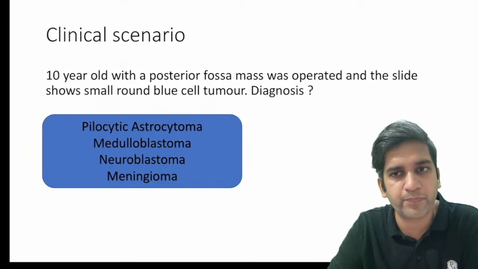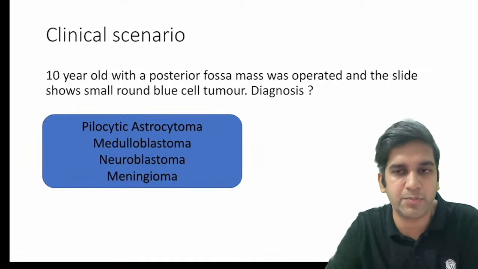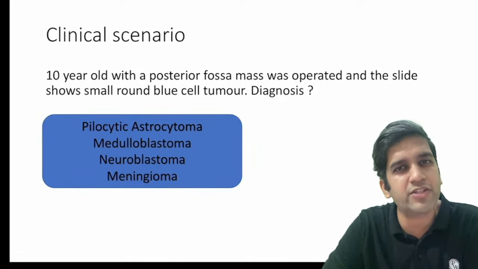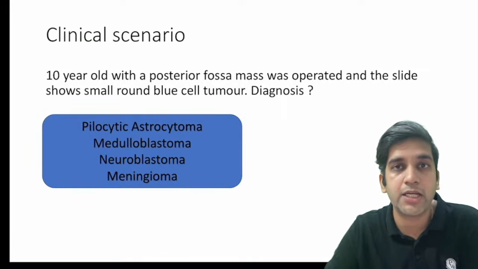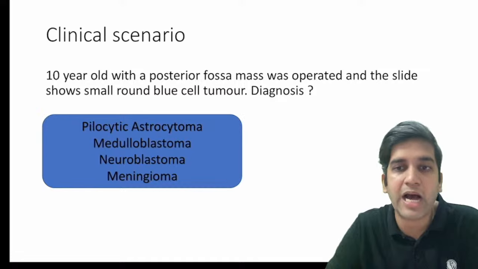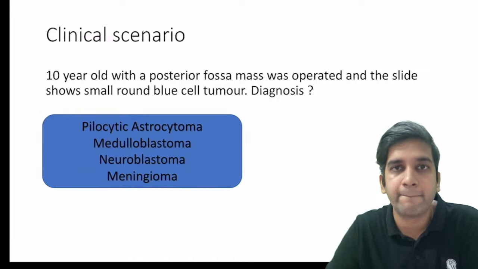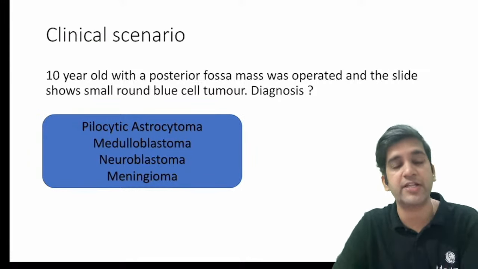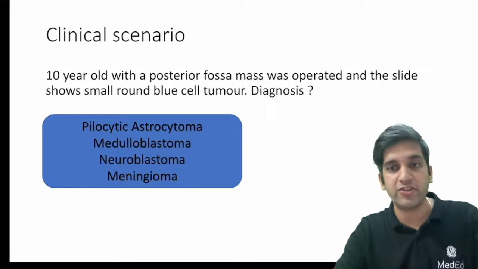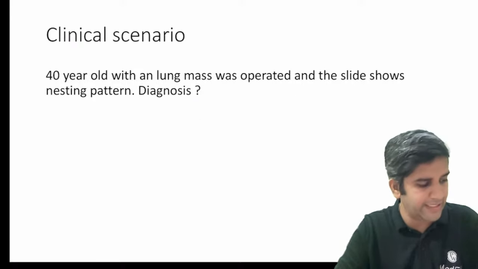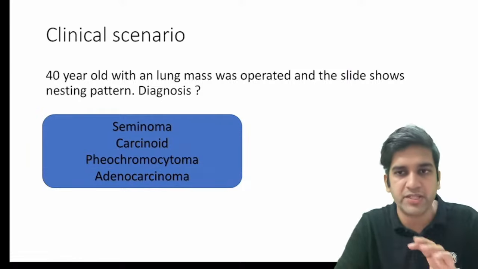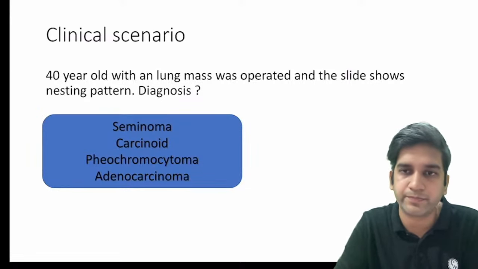Pilocytic astrocytoma? Yes, perfect. What's the pattern for pilocytic astrocytoma? What do you see in microscopy? You see a fiber with R in the name. You think of Rosenthal fibers, right? If you see Rosenthal fibers, it's pilocytic astrocytoma. Small round blue cells, it's your medulloblastoma. Perfect. Okay. Next. 4 options. Tell me the most probable answer.